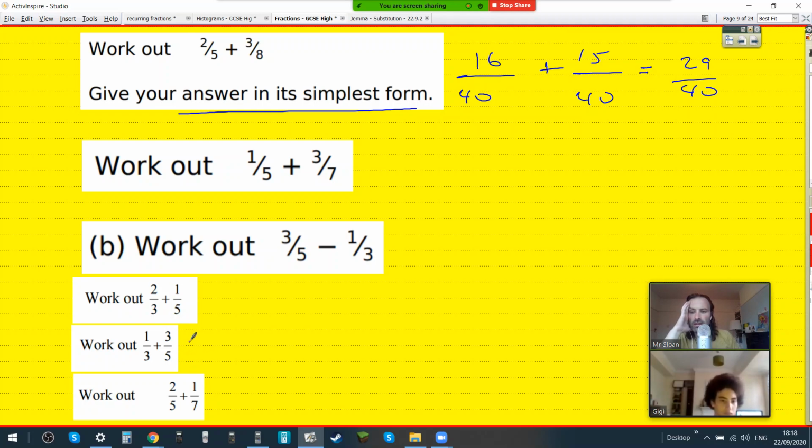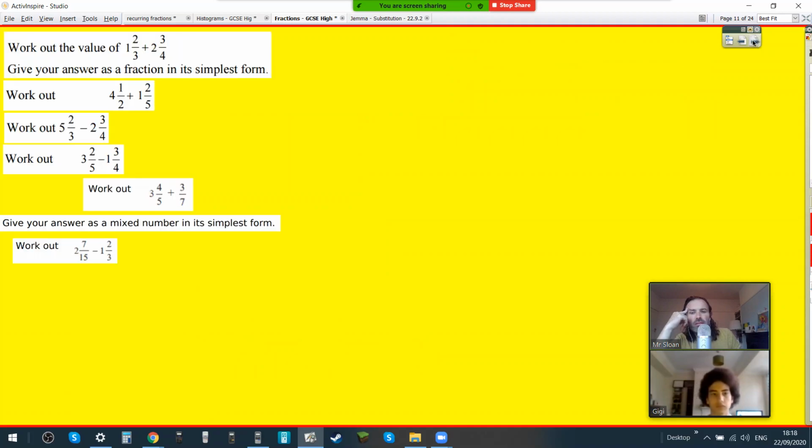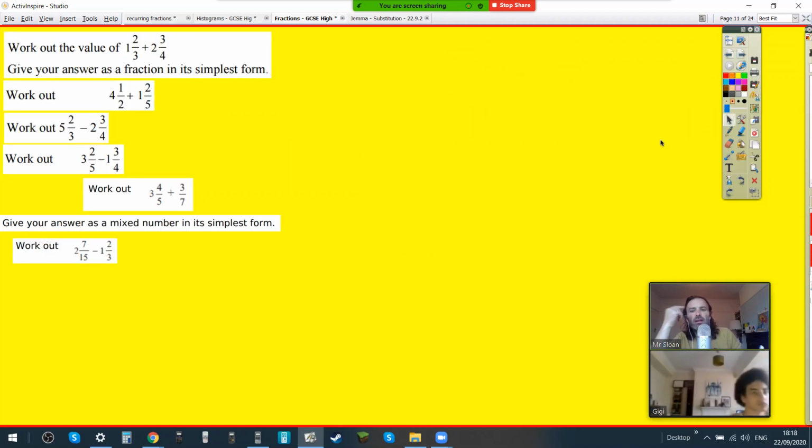Let's try this little one here. All right. So it will be 5 over 15 plus 9 over 15. Should make 14 over 15. Yeah, I don't know what they're talking about saying put it in the simplest form. Okay. How about these?